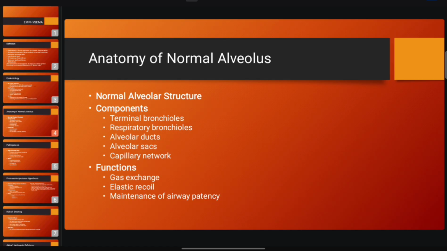Then if we talk about the normal anatomy of the alveolus, its components include the terminal bronchioles, respiratory bronchioles, alveolar ducts, alveolar sacs, and capillary networks. And what is the function of the normal alveolus? Gas exchange, elastic recoil, and maintenance of air patency. These are the three functions of normal alveolus. And when the normal alveolar walls are destroyed, the alveolus is also destroyed. What does it result in? It results in no gas exchange, no elastic recoil, and abnormality of air patency. Okay.